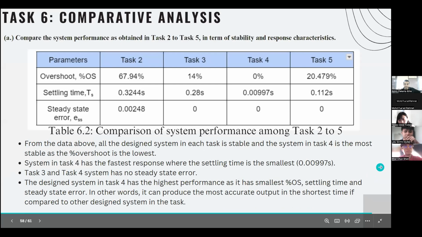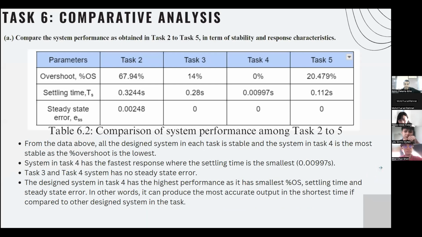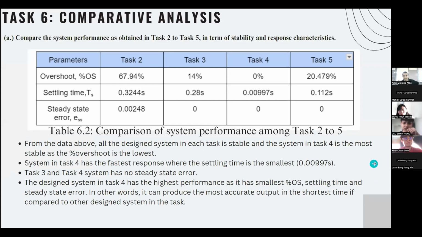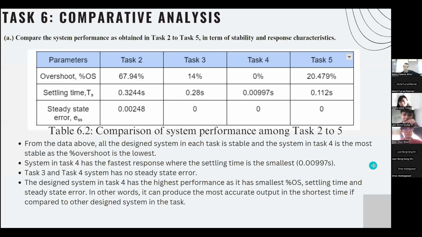Okay, this one is the comparison between each task. So we can say that the design that has the best performance is in task 4, because the overshoot is 0%, and the settling time is the fastest because it is equal to 0.01 second, which is the shortest one, and the steady state error is 0. Okay, next.